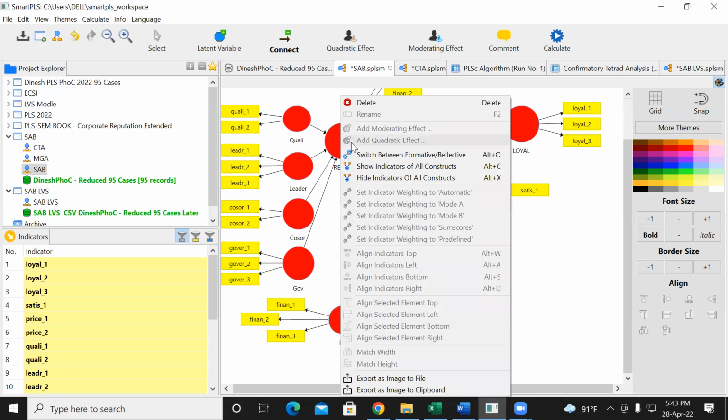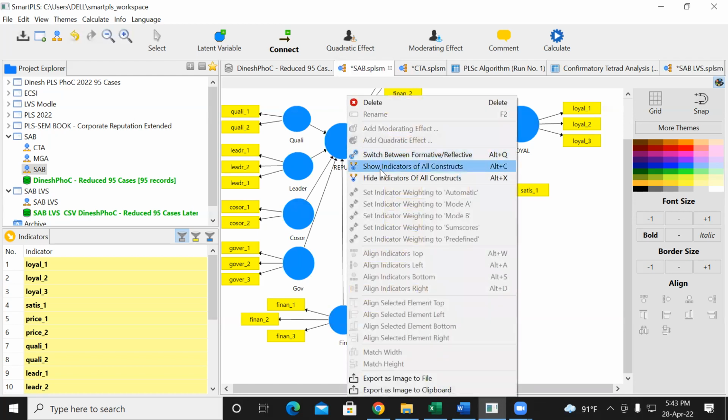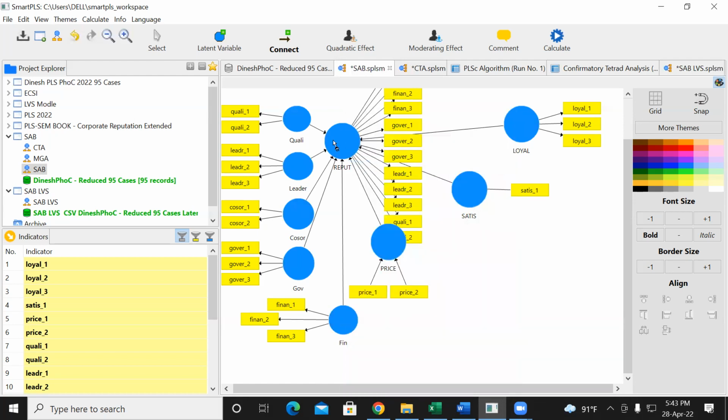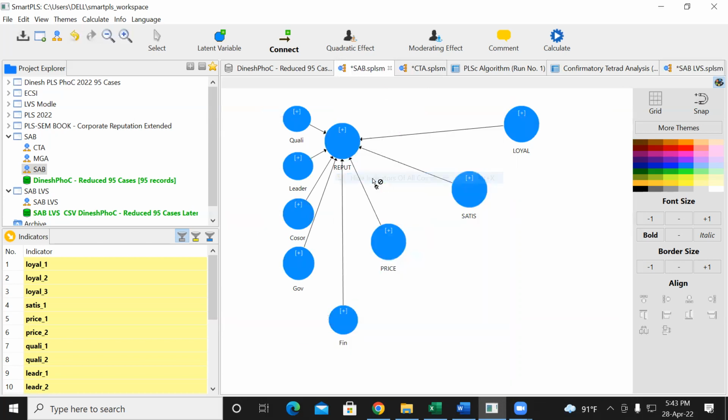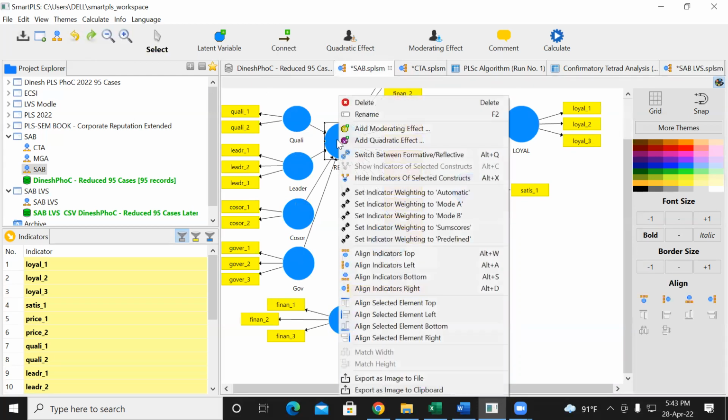You have to connect finance also. Sorry? You have to connect finance also. I think that's why. Yeah, no. Sorry. Thank you. Right. Select height.